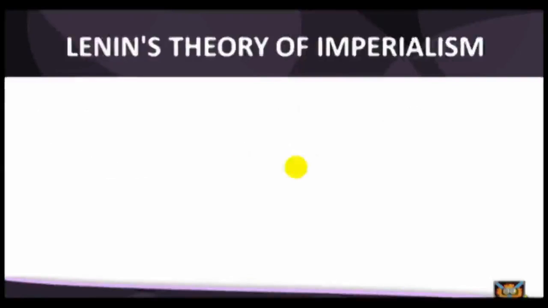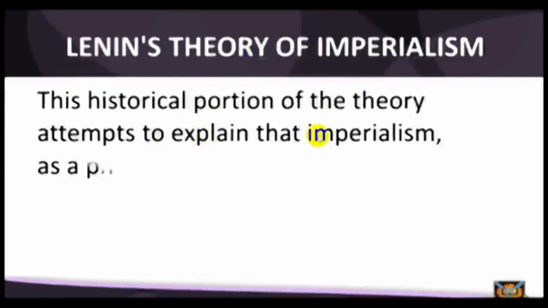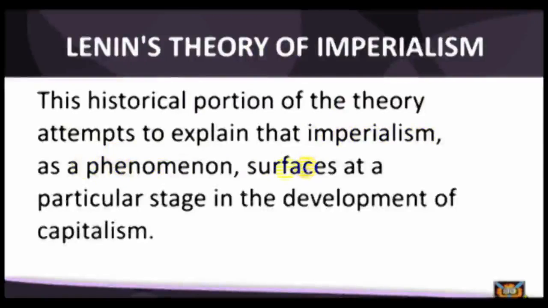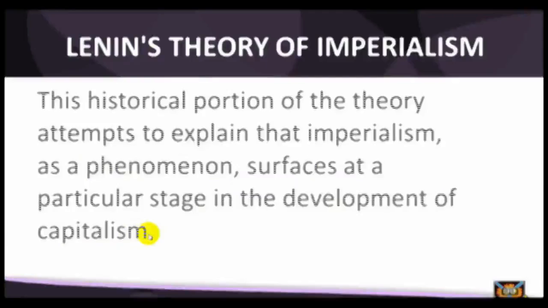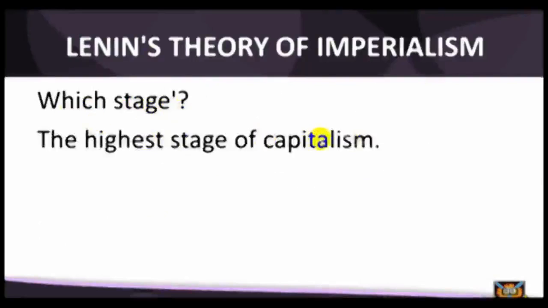Now, the historical portion of the theory attempts to give an explanation that imperialism is a phenomenon that surfaces at a particular stage in the development of capitalism. Which stage are we talking about? The highest stage of capitalism.